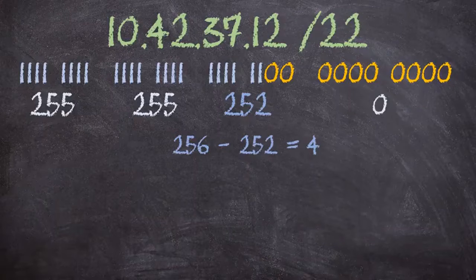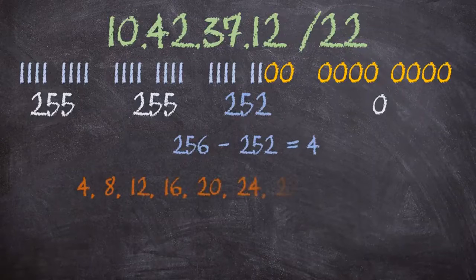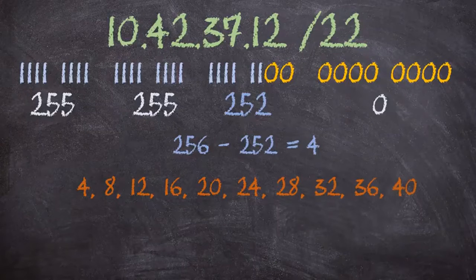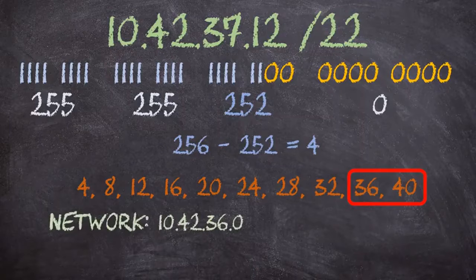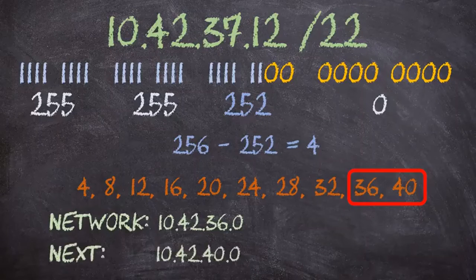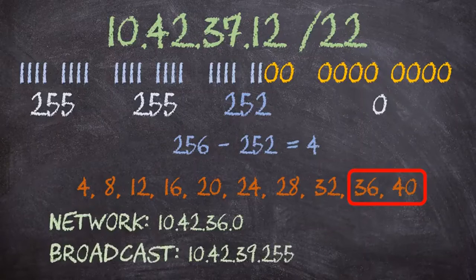Now we need to know the value of the 3rd octet in our IP. That's 37 in our case. We count by 4 until we find the numbers that are next to the value of the 3rd octet in our IP. That means we want the numbers immediately smaller and larger than 37. If we count by 4, that's 36 and 40. 36 is the start of the network. That gives us the network address. 40 is the start of the next network. So we can go back 1 IP and that gives us the broadcast.